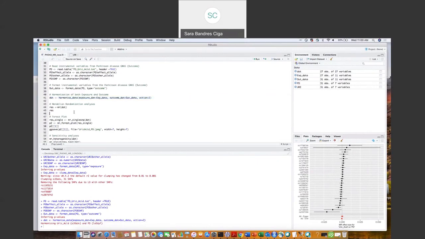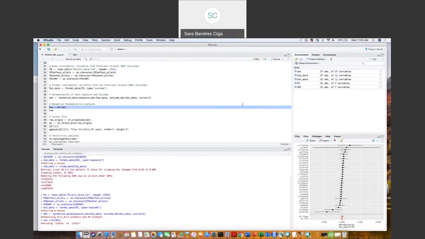It's done. And then finally, we are going to run the general Mendelian randomization analysis. So we run this line. It's analyzing right now.